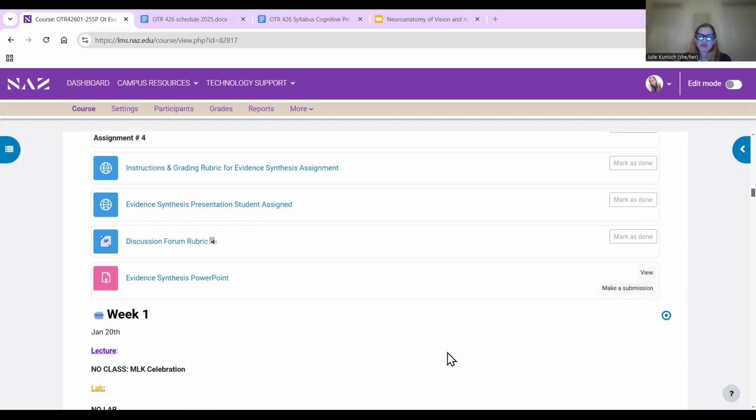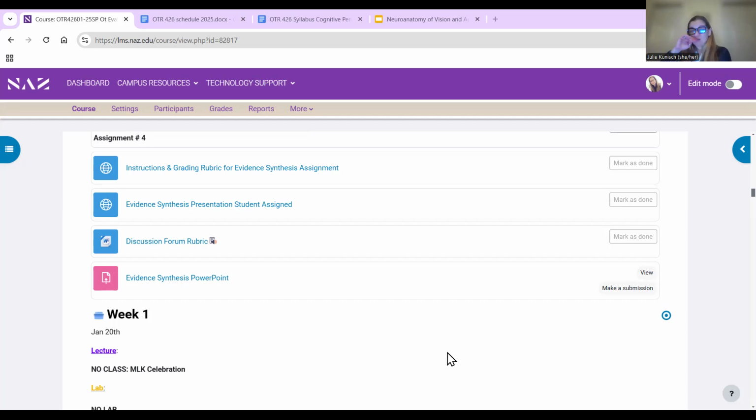You will have another very, very similar evidence synthesis assignment. It is exactly pretty much the same as the one from ortho. The only difference is that you all will be assigned an intervention topic or strategy. So you all will be doing evidence synthesis about the effectiveness of treating different types of skills, visual or cognitive skills, and not doing an evidence synthesis for standardized assessments this time.